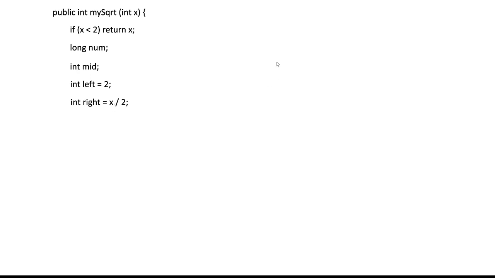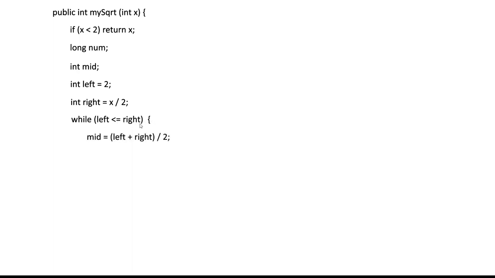Now the right is interesting. Let's say the number is 8, the input is 8. So we're going to loop through 2, 3, 4, 5, 6, 7, 8. But the number 8, or anything in the larger half of that set of numbers, will never be the square root. So you can automatically halve the set of numbers for the right.